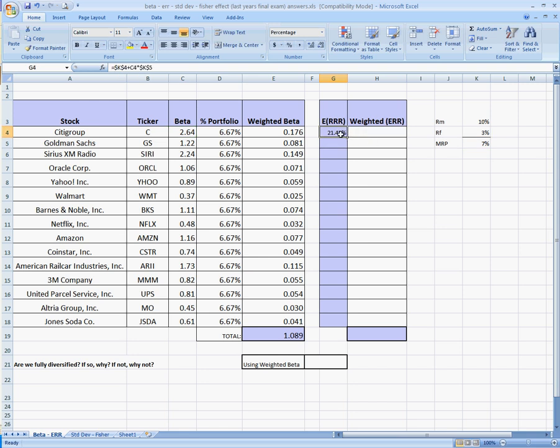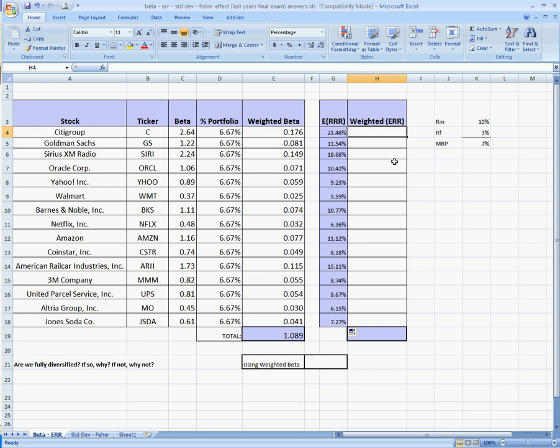Hit enter. So Citigroup has an expected required rate of return of 21.48% with a beta of 2.64, a market risk premium of 7% and a risk-free rate of 3%. That's what you'd expect anyways with those conditions. I can drag that down and there you go. So all of them are calculated. That's why sometimes using Excel is the best way to go.